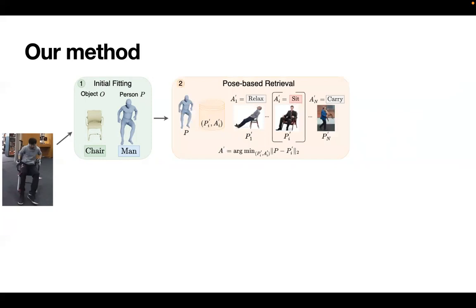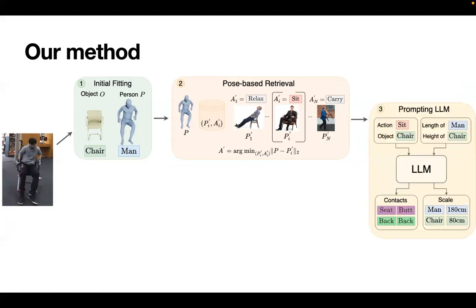For a given input image, our method first estimates humans and objects separately using off-the-shelf methods. Next, the obtained 3D human poses are used to retrieve the corresponding action types. We then use the recognized action types to query language models for the part-level contact information, which is used as prior to infer 3D human object interactions.